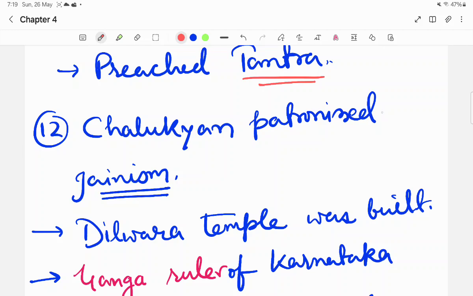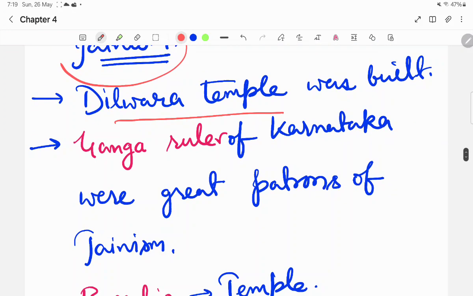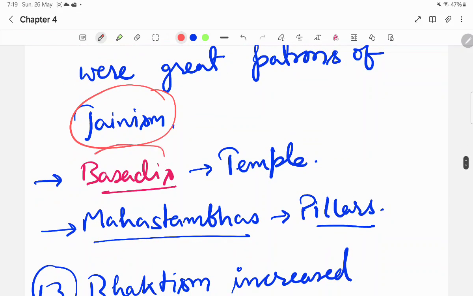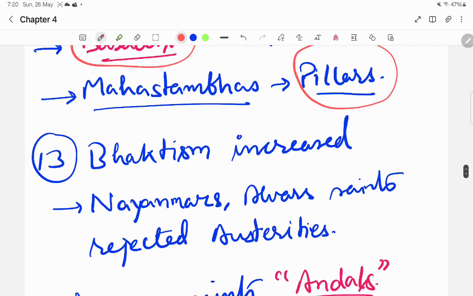And the Chalukyans who were existing during that period used to patronize many religions including Jainism. The Ganga rulers were also patronizing Jainism, and Dilwara temple was built at this time. So all these things you need to remember. The temples of the Jains were called basadis, and Mahastambhas were called pillars. So all these things you need to remember.